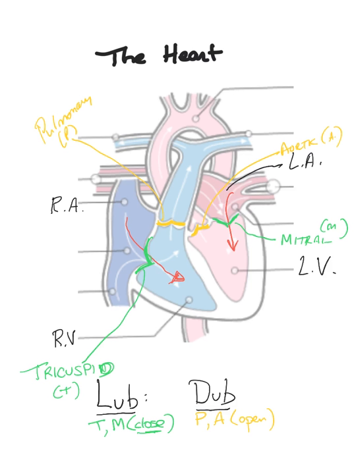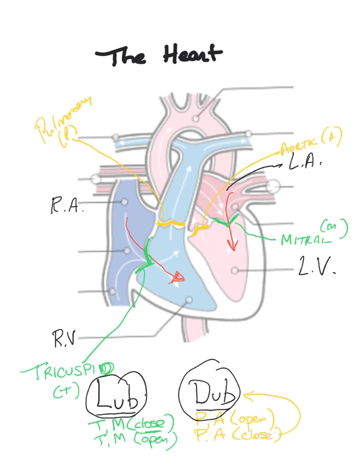Similarly, when the pulmonary and the aortic valves close, that's when you hear dub, and what that means is that the tricuspid and the mitral valves are open. The closing of the valves is what creates the sounds that we hear, the lub and the dub.